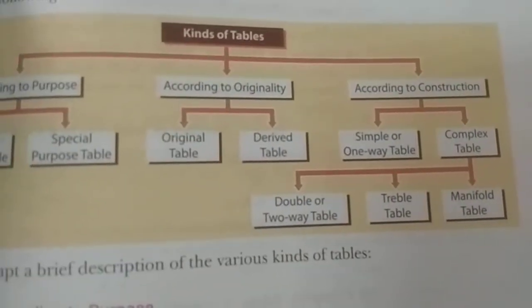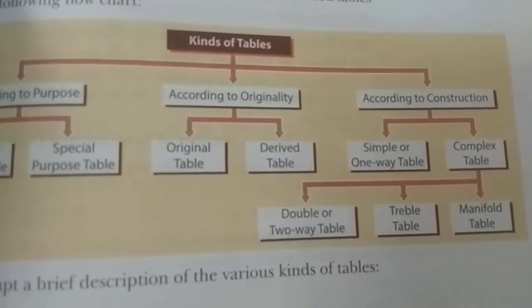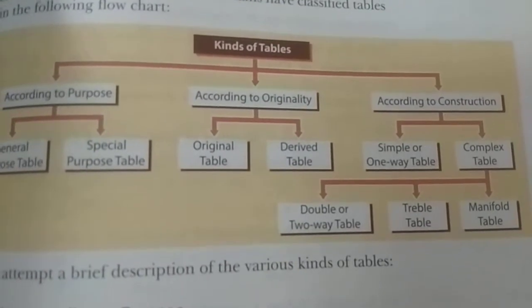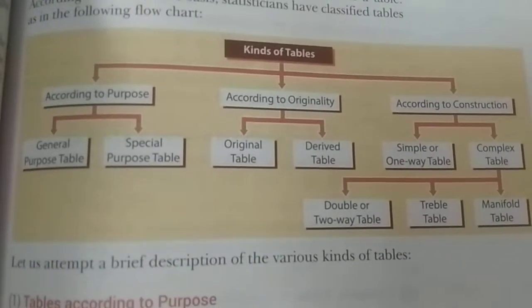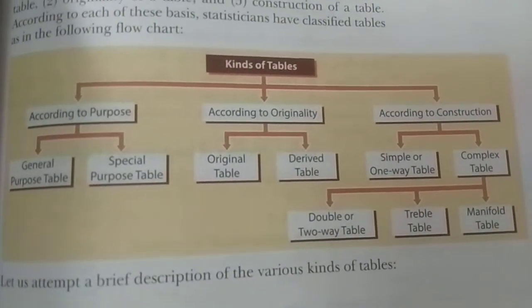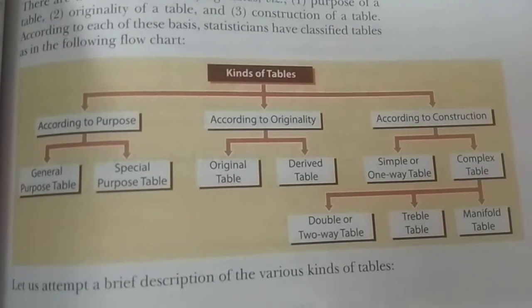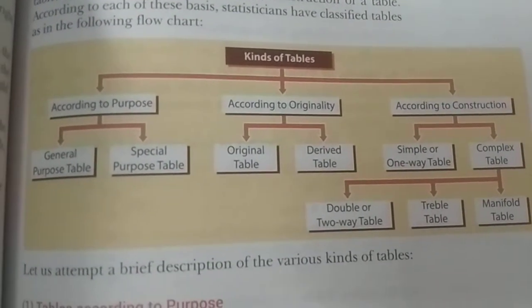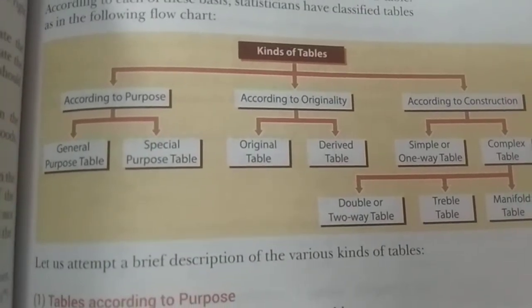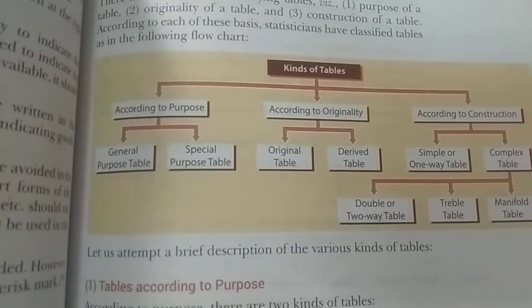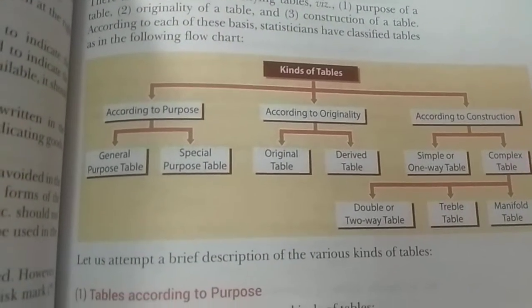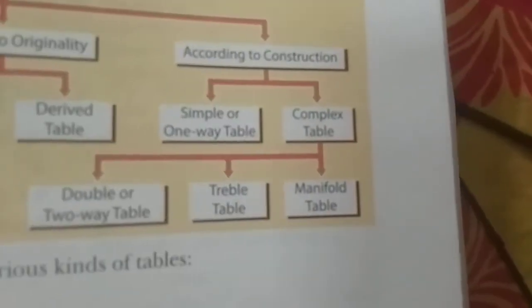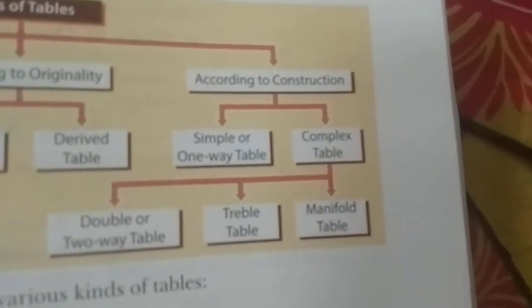That is called the specific purpose table. Second, according to originality, there are two types of tables: original table and derived table. Original table means the data is represented in the table in the same manner in which it was collected. A derived table is when we derive the data from the original table. Suppose we have the data regarding all the schools, but I want to know the data regarding plus 1C, then it should be a derived table from the original table.